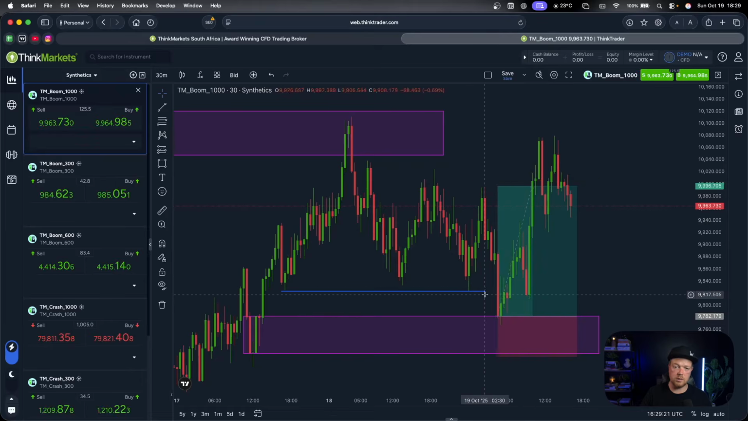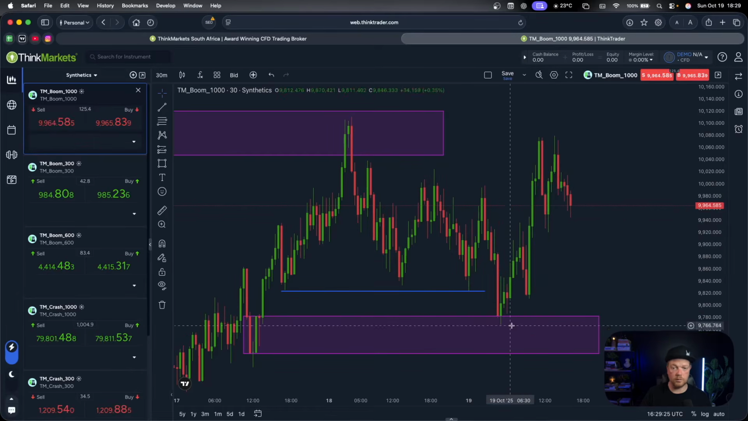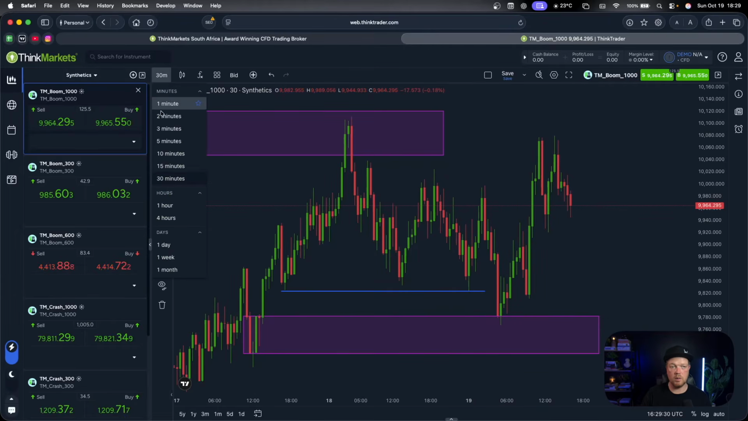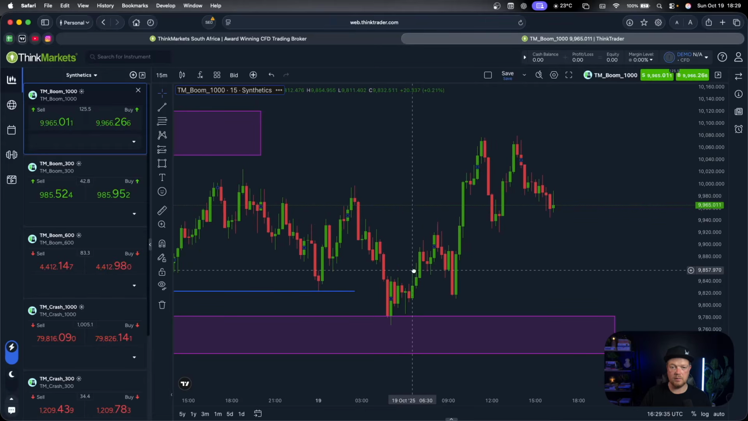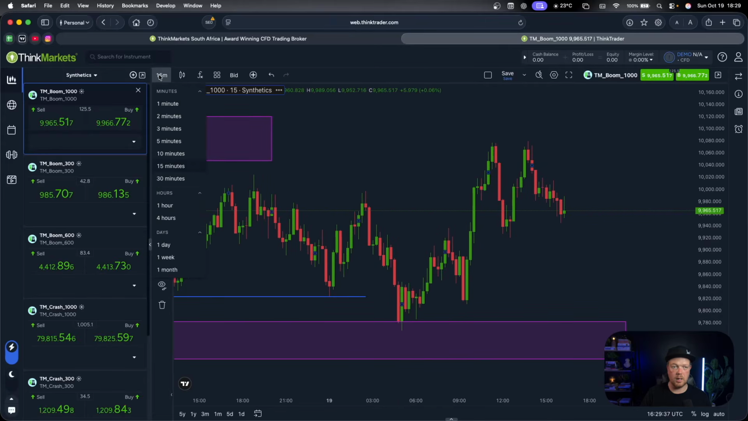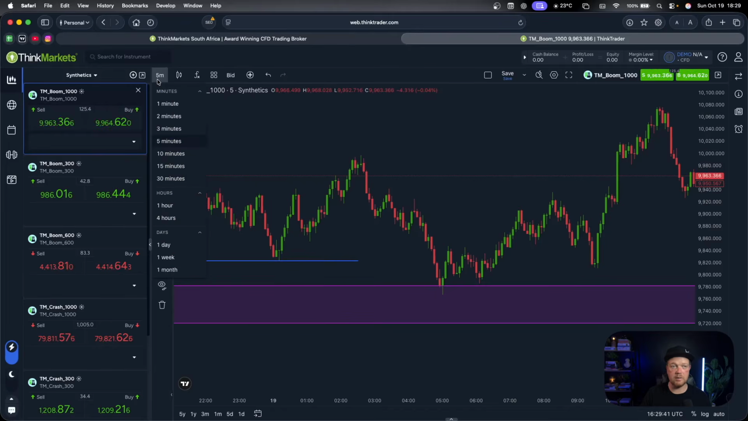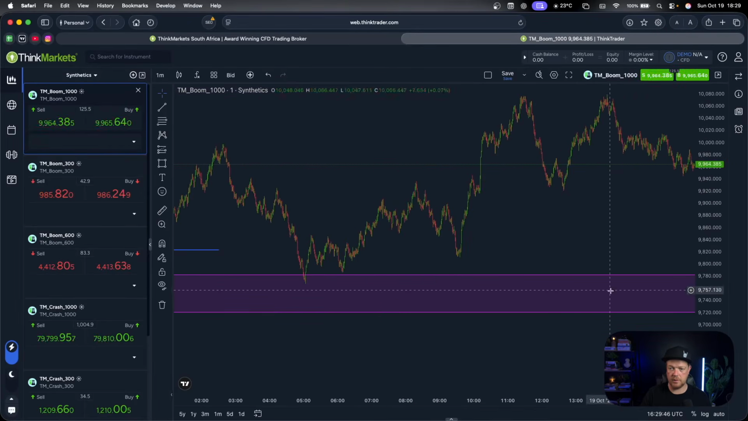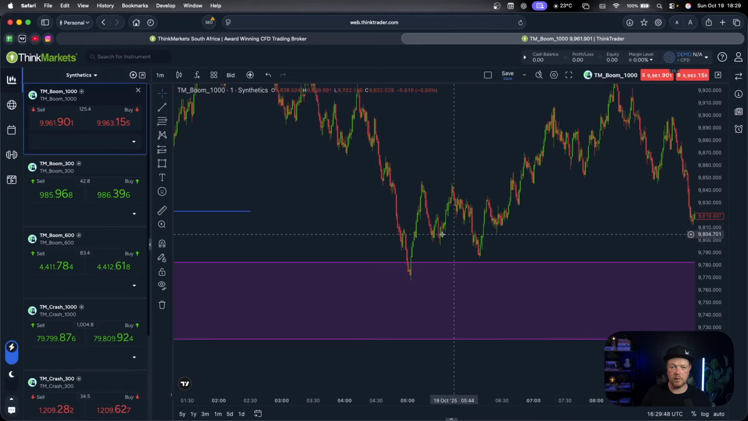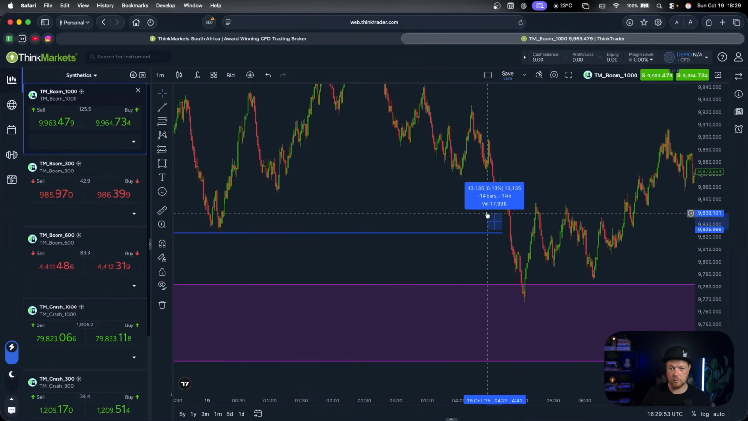Not all trades are going to be as good as this one right over here. So what we want to do is jump to the lower time frames to see what happens. Let's first go to the 15-minute. Let's see if we can see something. Let's go to the 5-minute. Let's even go down to the 1-minute, right? For those sniper entries.